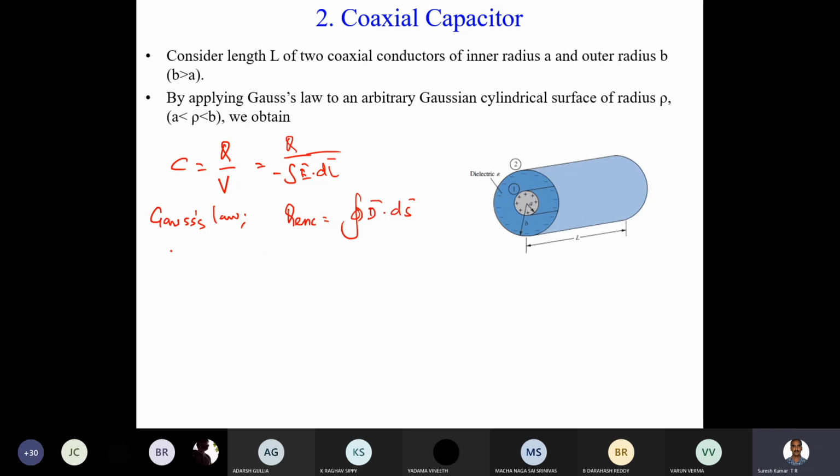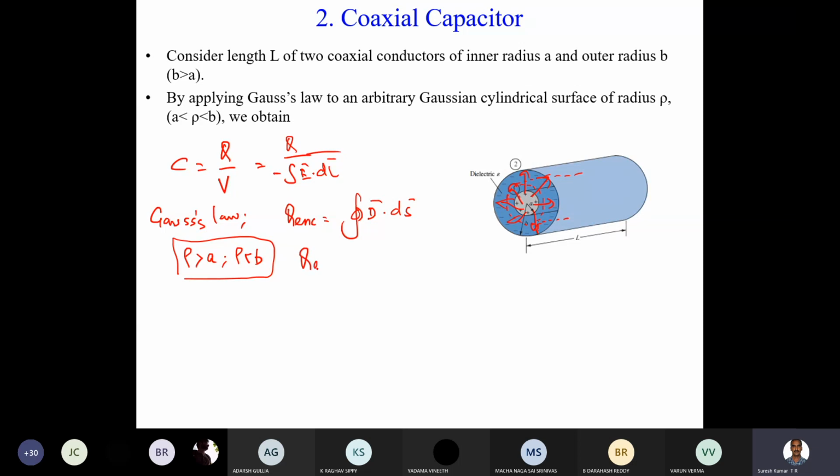Now you need to find the total electric flux leaving the center conductor and terminating at the outer conductor. So you need to construct a Gaussian surface. Let us take the Gaussian surface with radius greater than a and less than b. This should be the Gaussian surface, like this. Now you can calculate the number of lines passing through this surface. That way you can calculate the total flux.